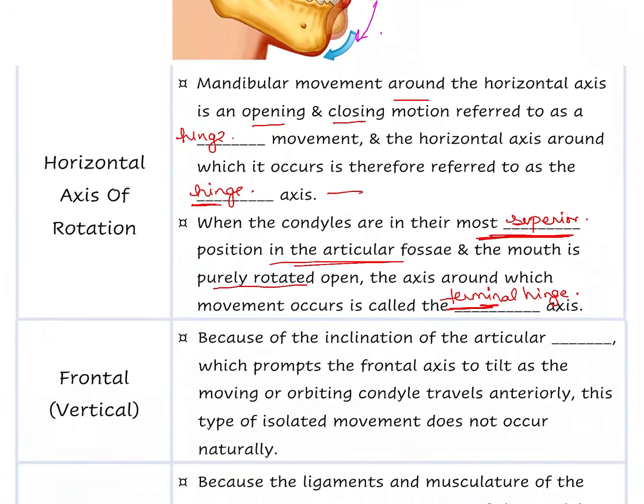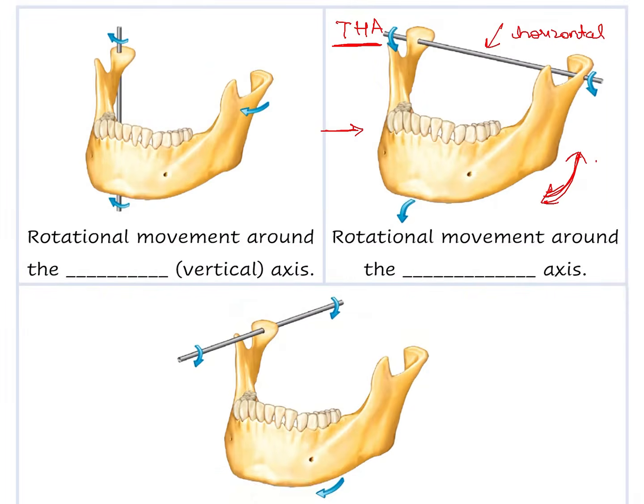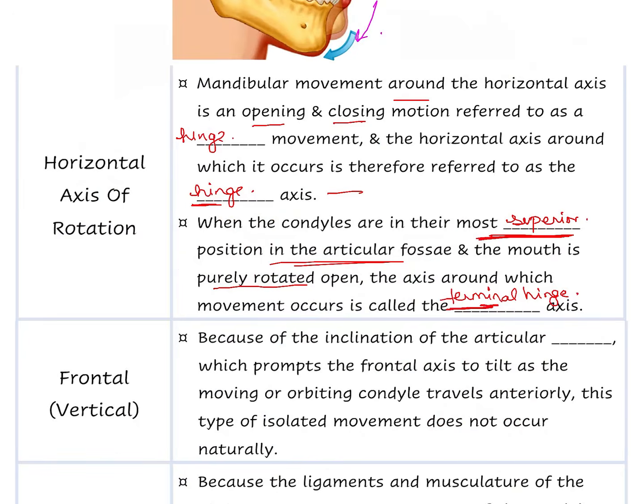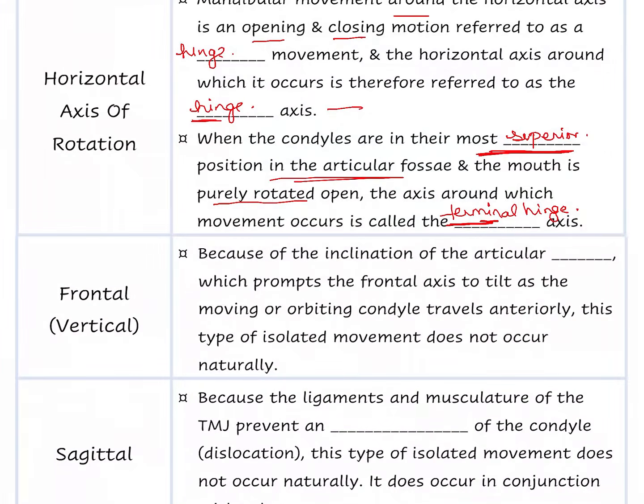Then moving on to the next plane, which is the frontal plane or the vertical plane. This is the frontal or vertical axis. Now, does the condyle rotate like this along one side? Can you just rotate one condyle and the other does not move? It is not possible. Even in the sagittal axis, this is the sagittal axis, this pure sagittal movement in only one condyle is not possible. It has to be two sides simultaneously.